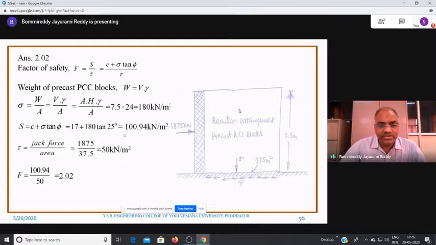Whereas what is the shear strength of the soil? 100.94. What is the factor of safety? Shear strength divided by shear stress developed in the soil, which is 2.02. So here, understanding the question is more important. Once you understood this, the solution is very simple.